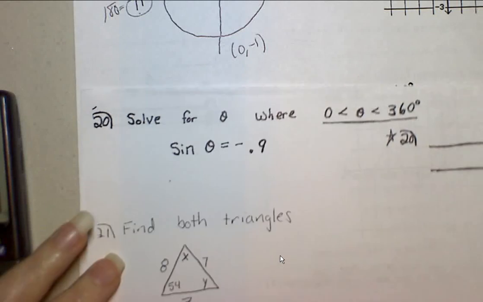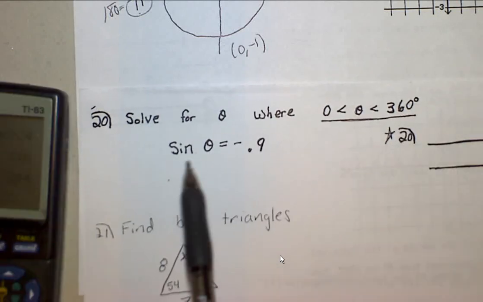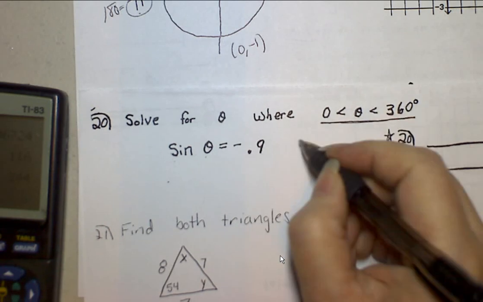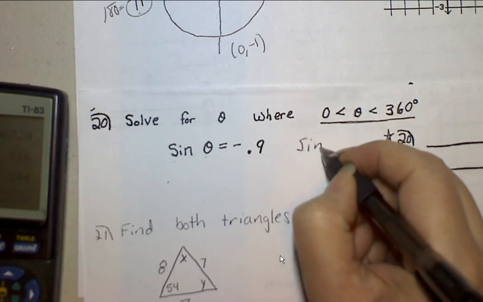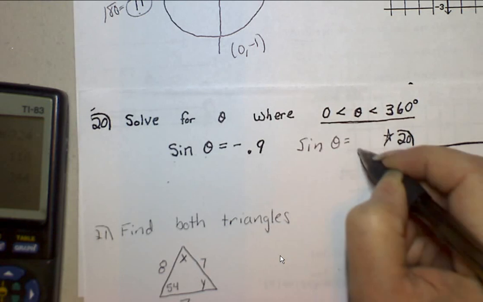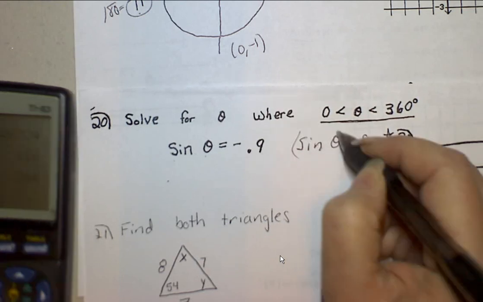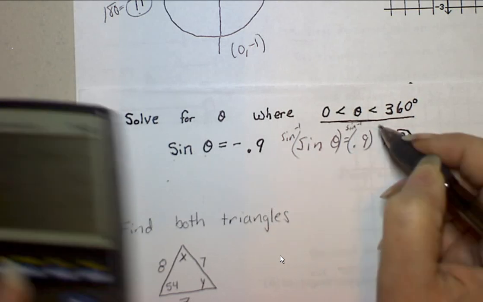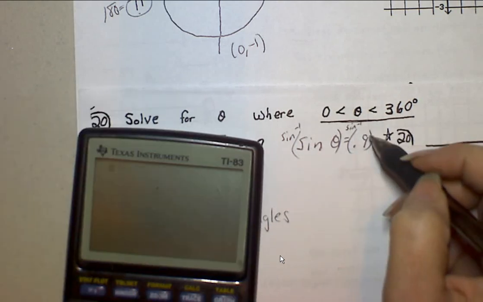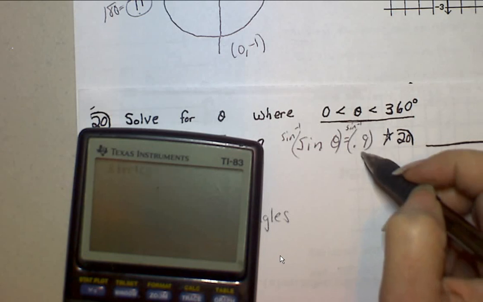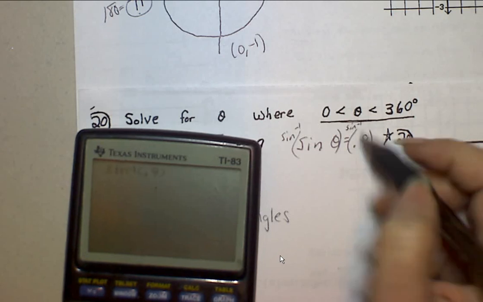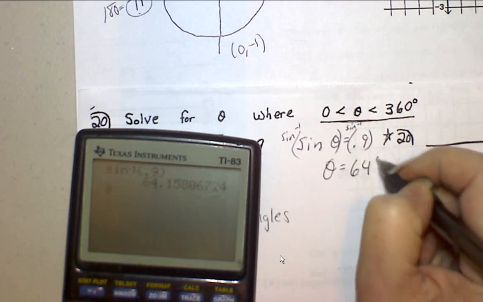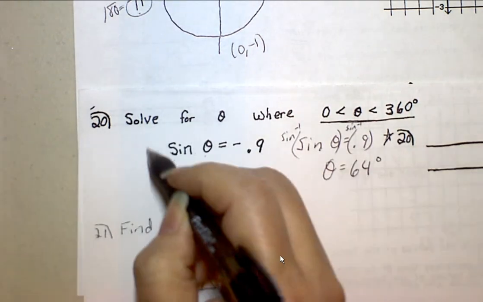Number 20 has sine theta of negative 0.9. So the first thing you had to do was to find sine theta of the positive. So now we take and do sine inverse. I want to go sine inverse of 0.9, and so theta is equal to 64 degrees. Now ask yourself, where is sine negative?